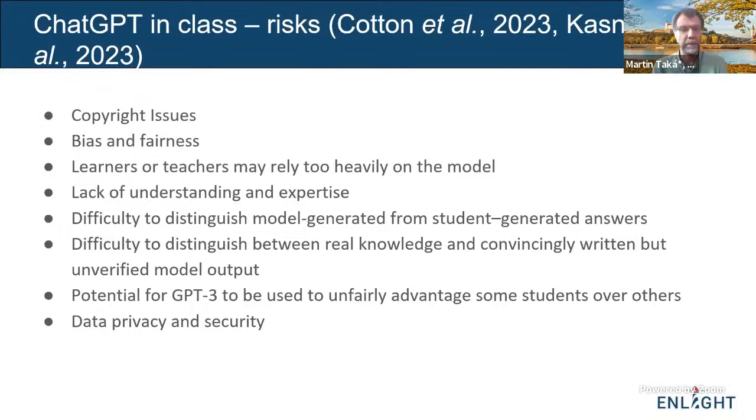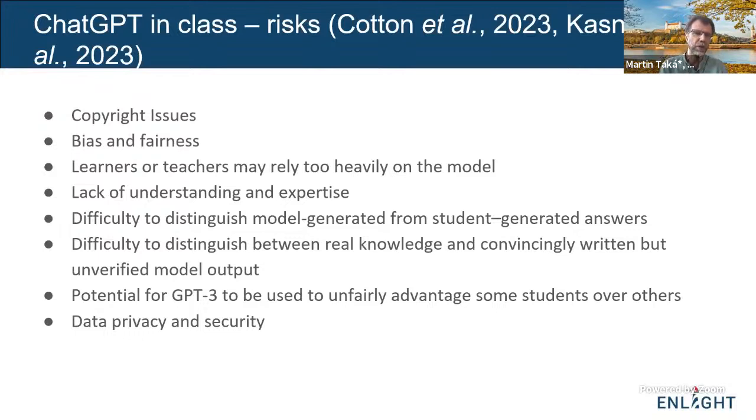So if people don't know how the model works internally and what they can expect of it, that is also a problem. A big problem is plagiarism or academic dishonesty, because students can, of course, use ChatGPT to cheat, to generate their essays or their homework by the software rather than by themselves. And it's very hard to distinguish between unverified model output and real knowledge.